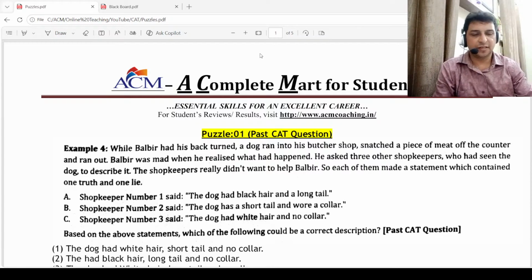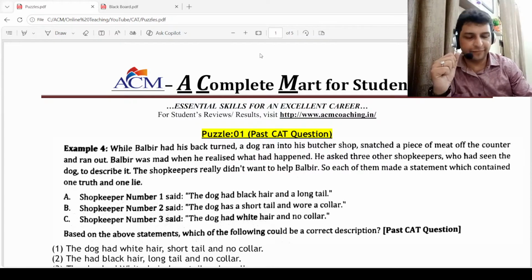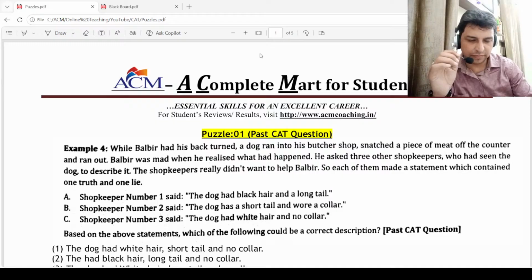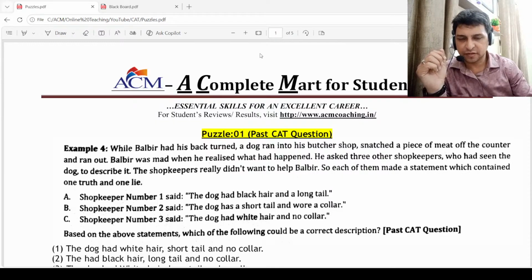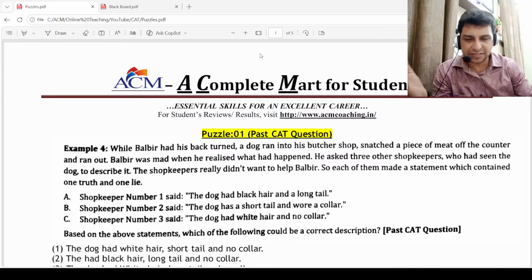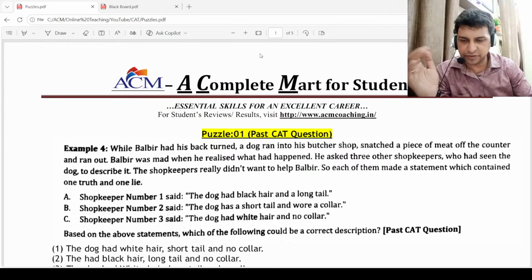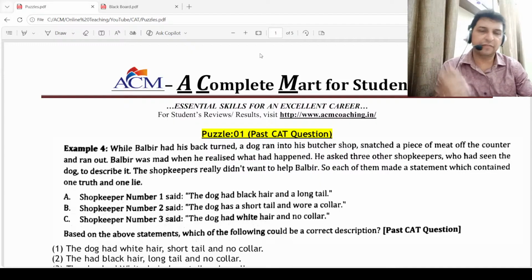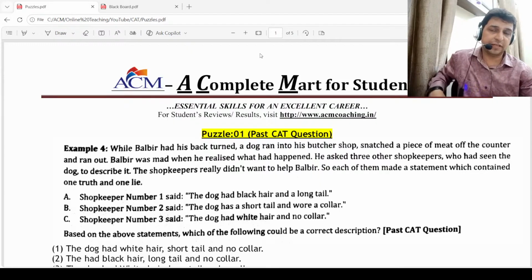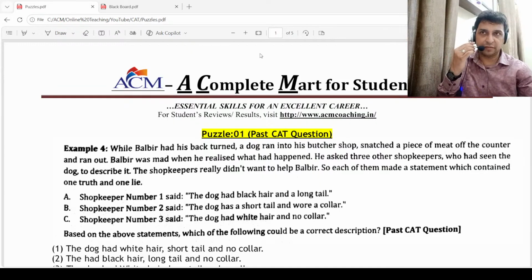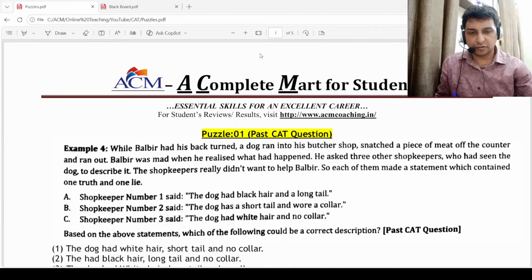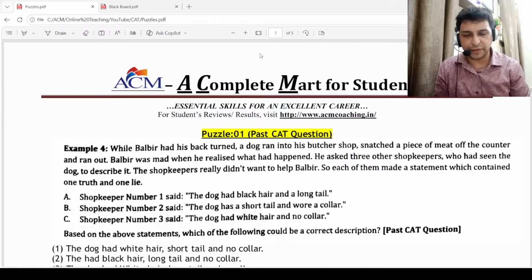Today we're going to do day 4 of the LRDI section of CAT 2026. We're going to talk about mixed puzzles today. In the previous classes, we have done linear arrangement, logical conditioning and grouping, and matrix and table arrangements. Now this is class number 4 where we're going to take other mixed topics.